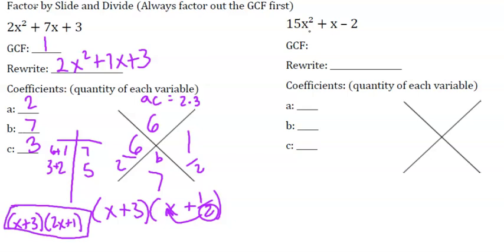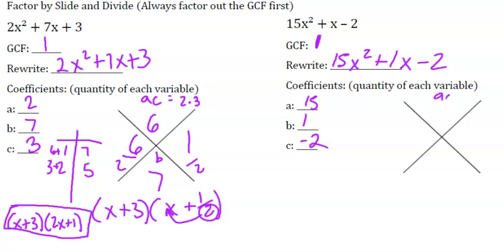Let's look at the next one. We have 15x squared plus x minus 2. So the GCF of 15, 1, and negative 2 is just 1. So if we rewrote this, it's the same thing as before. So we have 15x squared plus 1x minus 2. Our A is 15, our B is 1, and our C is negative 2. When we find our coefficients, we also need to include the sign. If it's negative, you need to put that there.